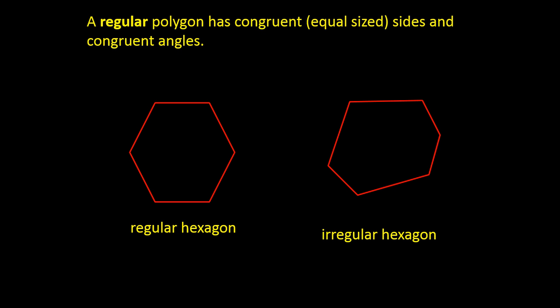It's still a hexagon because it's a polygon with 6 sides, but those sides are not all congruent and the angles are not all congruent. We can still call it a hexagon, but it's an irregular hexagon.